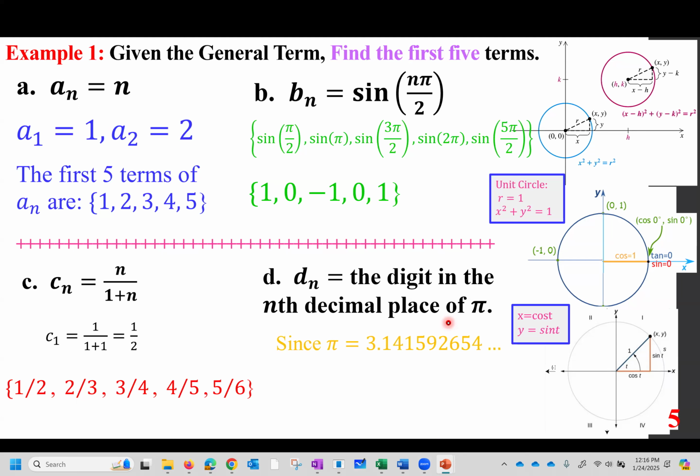And therefore, if you want the digit in the nth decimal, the first one would be 1, the second one would be 4, and you can see the rest of it. So the first 5 terms of D sub n are 1, 4, 1, 5, 9, and there are more. We just want the first 5 terms.